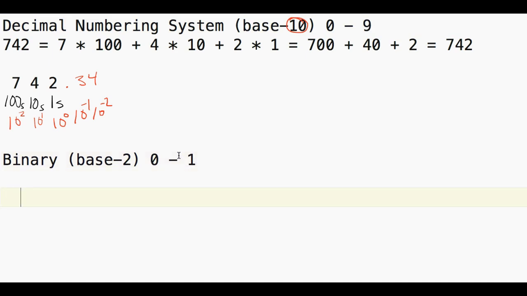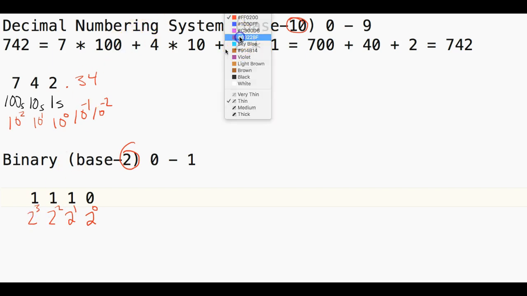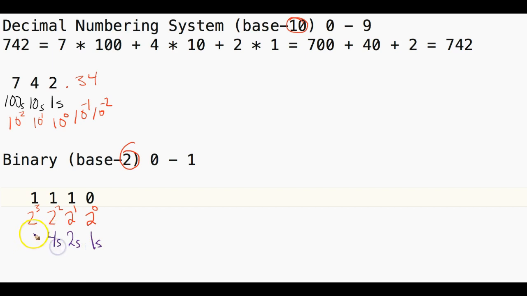So let's take a number in binary. Let's say it's 1110. Well, what does that mean? Just like before, instead of 10 to the 0, it's base 2. So it's 2 to the 0, 2 to the 1, 2 to the 2, 2 to the 3. If we expand it out, this is the 1's place, this is the 2's place, the 4's place, and the 8's place.